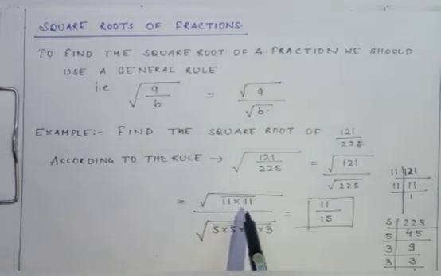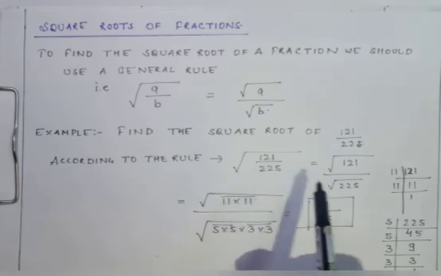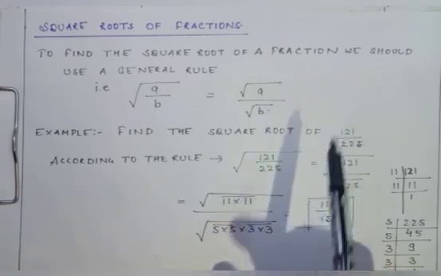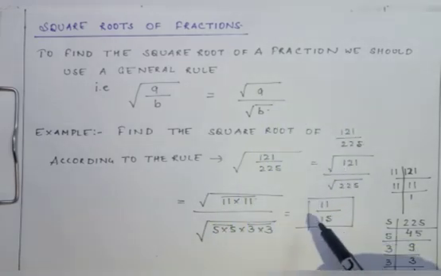Now the same procedure, we place the prime factors under the square root and pair them out. Here 11 into 11, 11 comes out. 5 into 5 into 3 into 3 means 5 and 3 come out. So what will be the square root of 121 upon 225? It will be 11 upon 15.